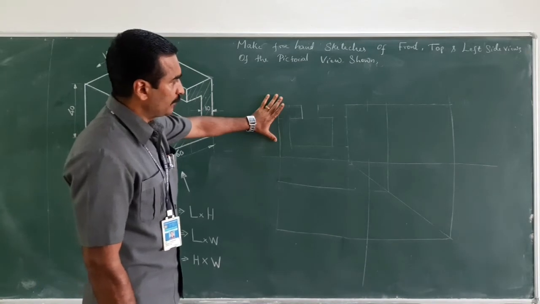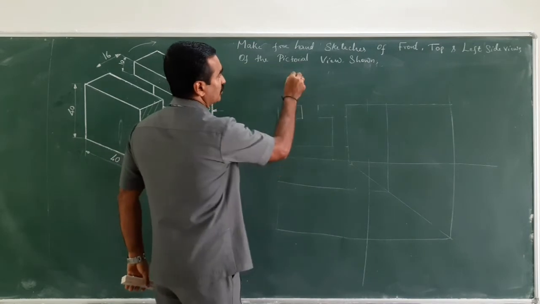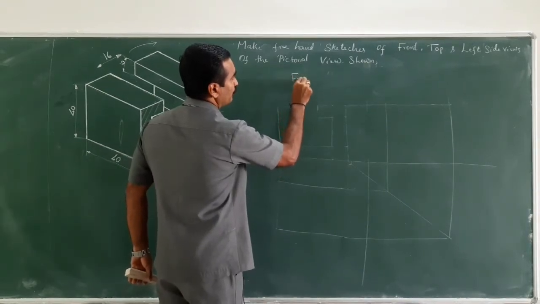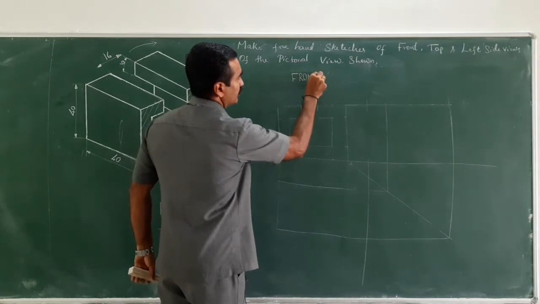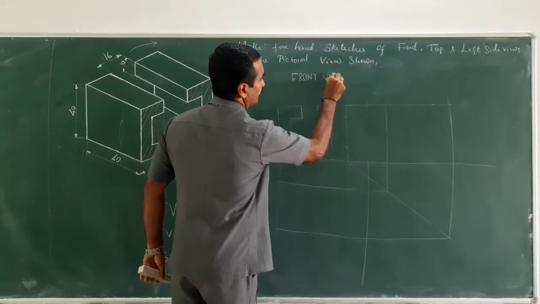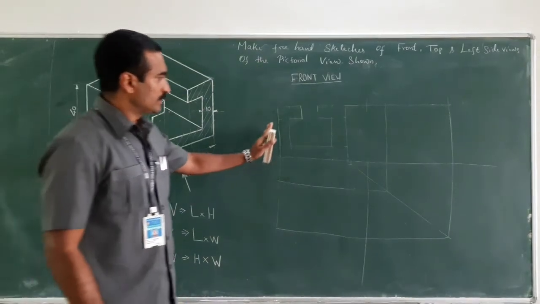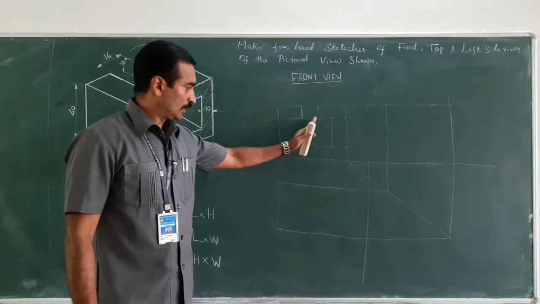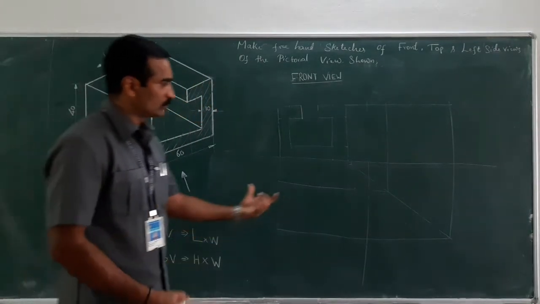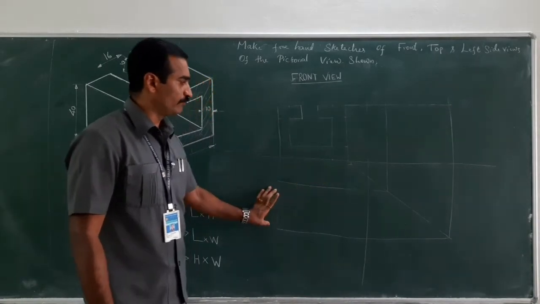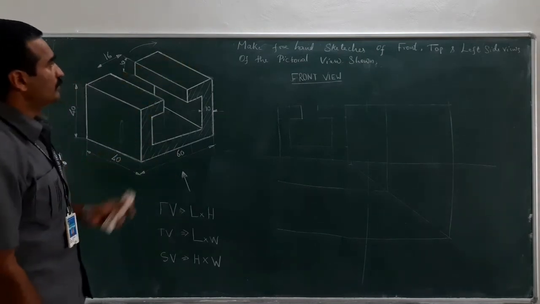Now I have finished the front view. In other words, it can be called the elevation, right? This is nothing but the front view or elevation. So now, since I have completed the front view, let me move to the next view, which is the top view. In the top view, I could measure the length and width of the object. So this is the length and this is the width of this particular object.